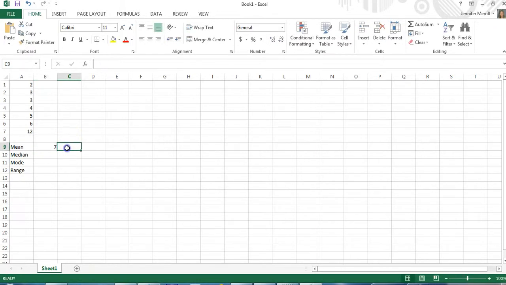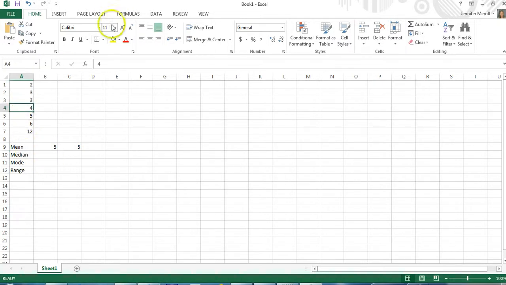If I didn't look at the bottom, I could type in a formula. I could hit equals mean, and then a parenthesis, highlight that data, close the parenthesis, and hit enter. Sorry, I should put average instead of mean. Okay, and if you look, our average was 5. There were 7 numbers.